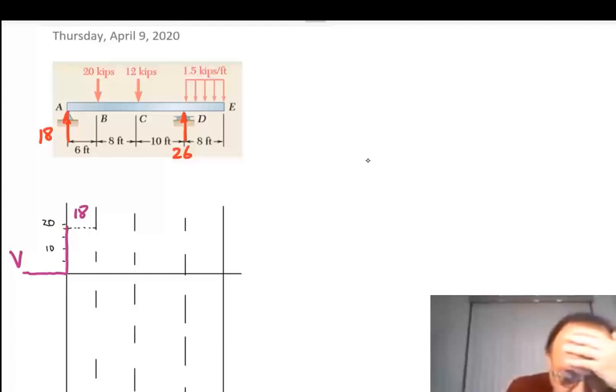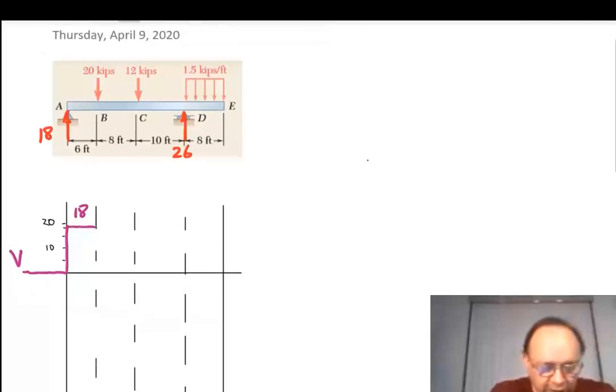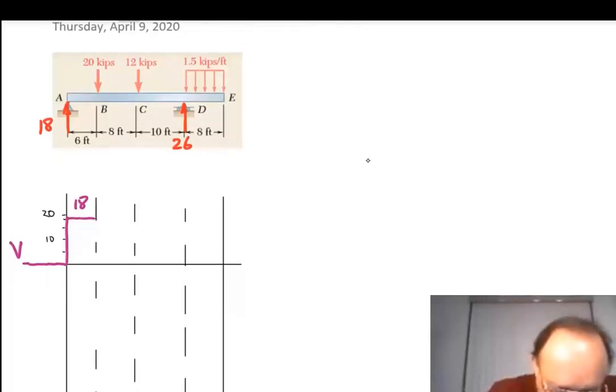Then I move to the right, no forces, so I don't move up, I don't move down. Then 20 going down. If I was at 18 and I have to move 20 down, what do I get? Minus 2.